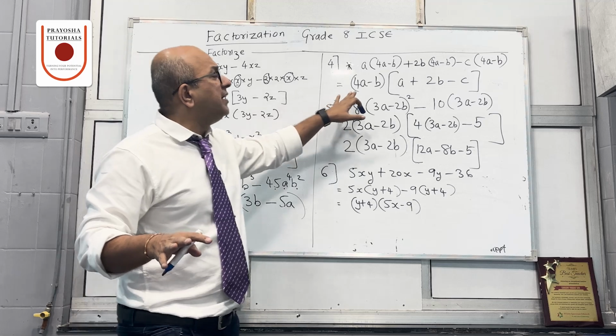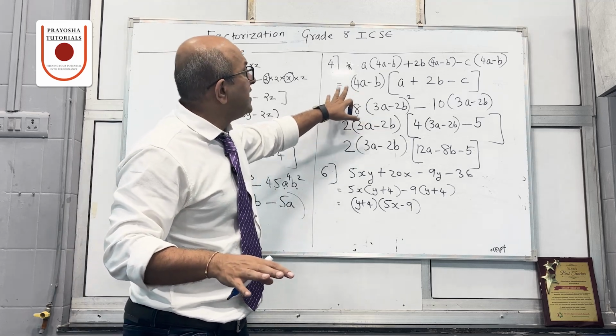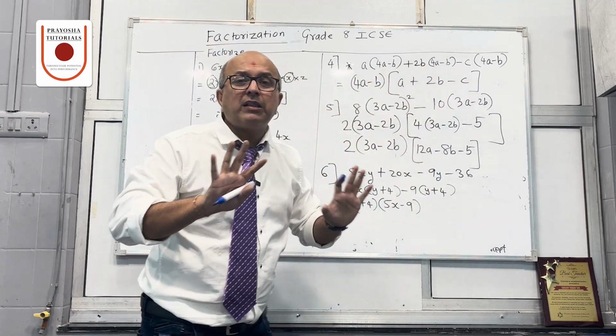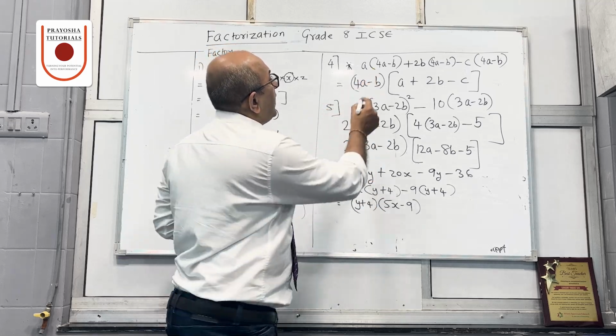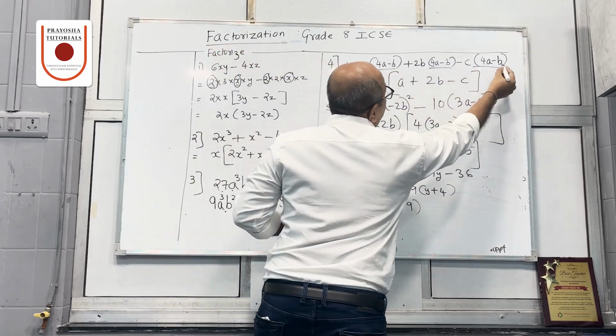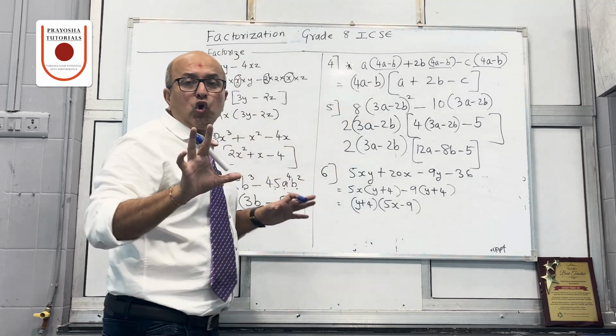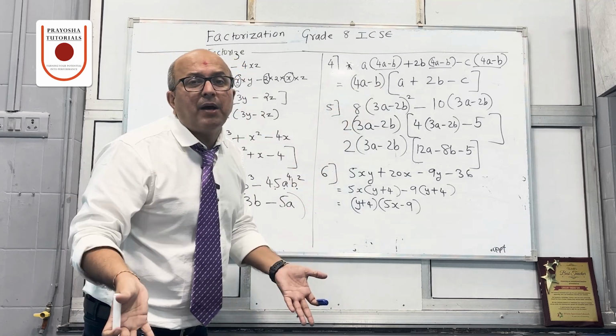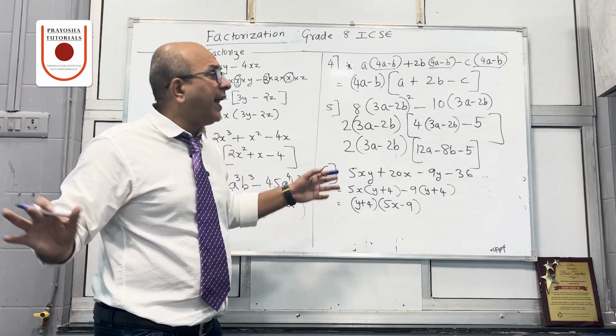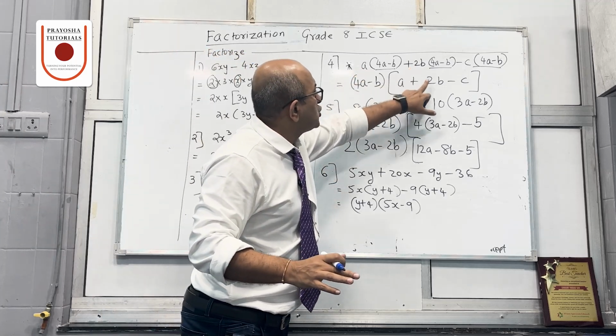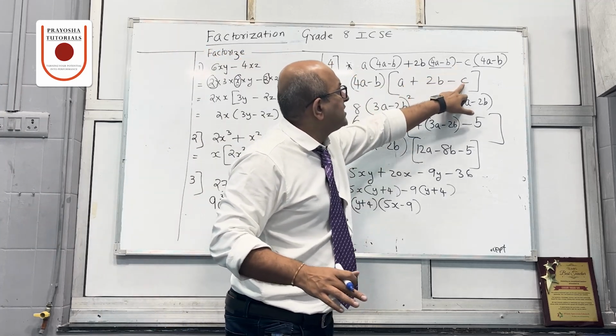Next sum is pretty easy. If you see this, there are 3 terms, but the method is same. Bring 4a minus b common. Now, what is not coming common out? Put that in one bracket. A comes, plus 2b comes, and minus c comes.